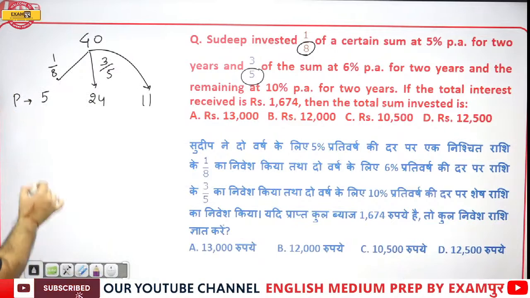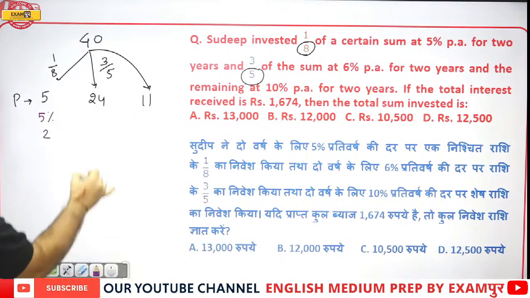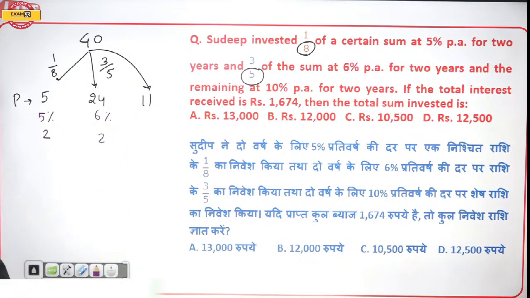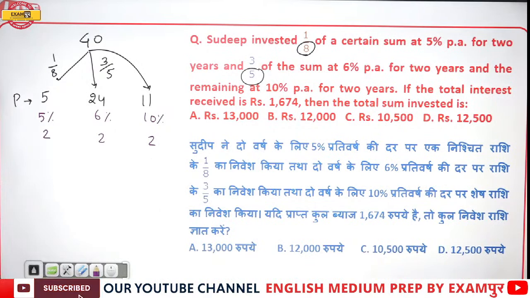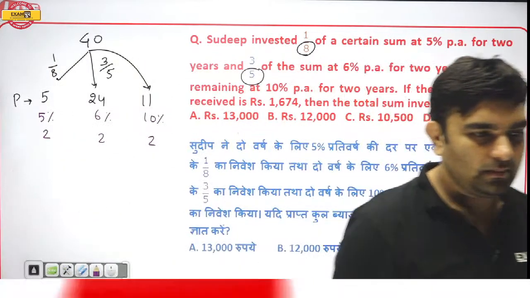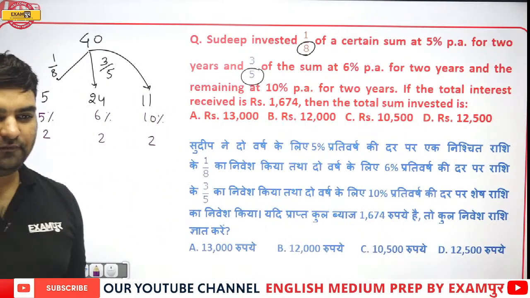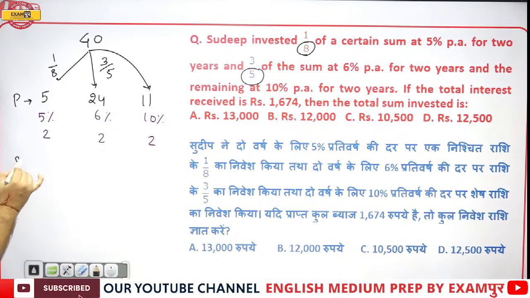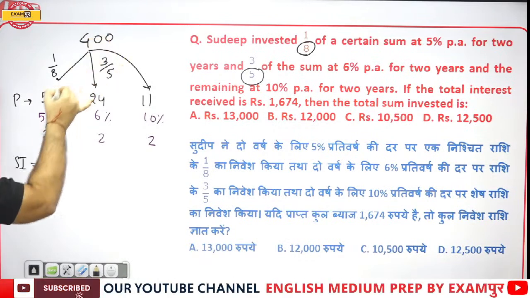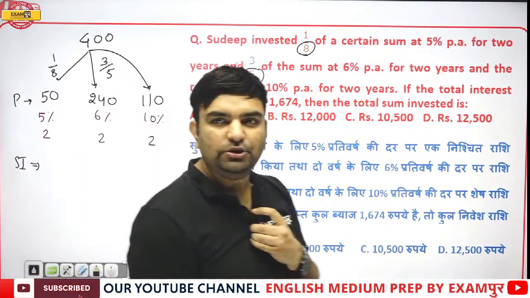First part at 5% for 2 years. Second part at 6% for 2 years. And third part at 10% for 2 years. You know, guys, simple interest is nothing but RT% of principal. I am making it one more zero because I need to calculate their percentages.